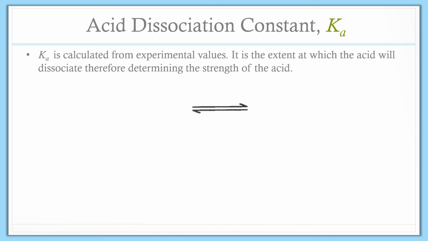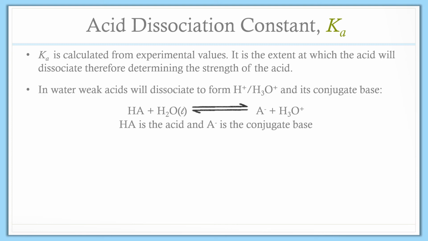Okay, Ka is calculated from experimental values, same as Kc, same as Ks. Ka is a number that they do experiments to work out. And it tells you how much the acid will dissociate, basically how weak is the acid. Strong acids fully dissociate, weak acids don't fully dissociate. Ka is how we find out how much they do dissociate, and therefore how strong or how weak is the acid. So in water, weak acids dissociate to form H plus and H3O plus. Strong acids do too, but we're dealing with weak acids.